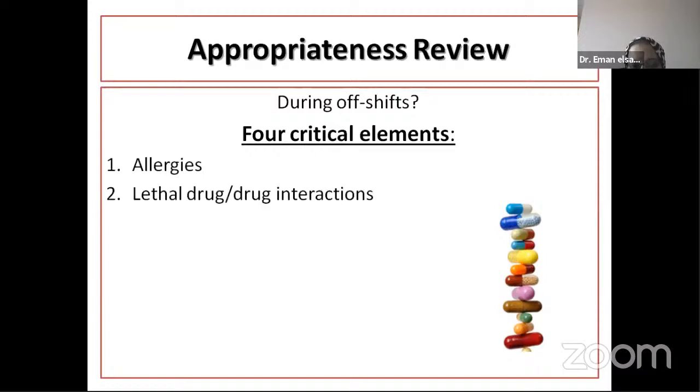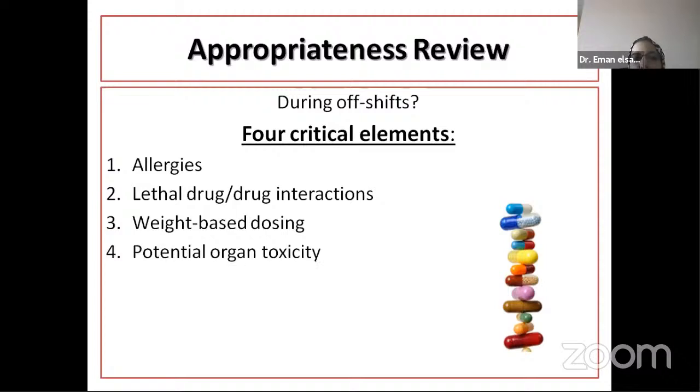Allergy, lethal drug-drug interaction, significant or lethal, weight-based dosing, and potential organ toxicity. These are the 4 critical elements that should be checked each time, at least. This is the minimum appropriateness review that should be done by all healthcare providers.